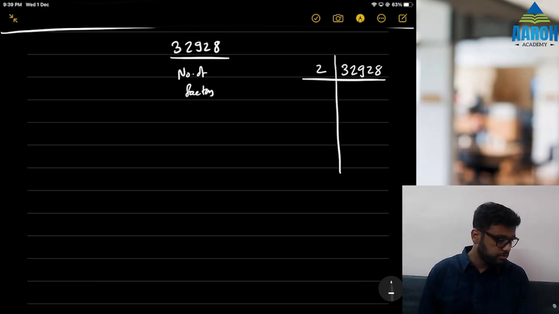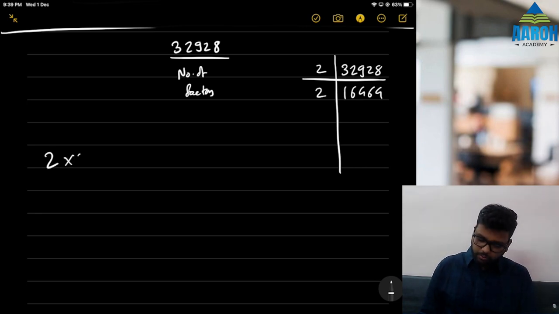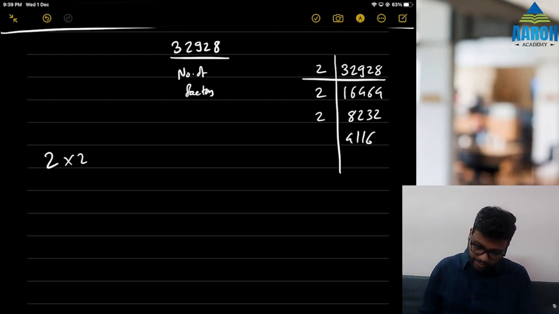First we can divide by 2, so that gives, okay, let me get my calculator, just a second. Fine. So 32,928 by 2, that is going to give us 16464. Don't write it. You can just take it on your calculator, 32928, then divide by 2. Again, this can also be divided by 2. That means one more 2 here. If we divide this by 2, we get 8232. Again, if we divide by 2, we get 4116. Again, if we divide by 2, we get 2058. Again, if we divide by 2, we get 1029.